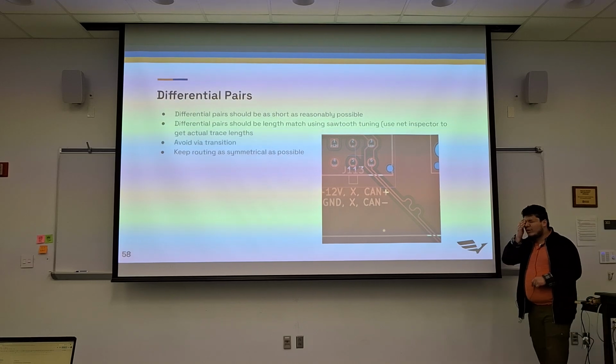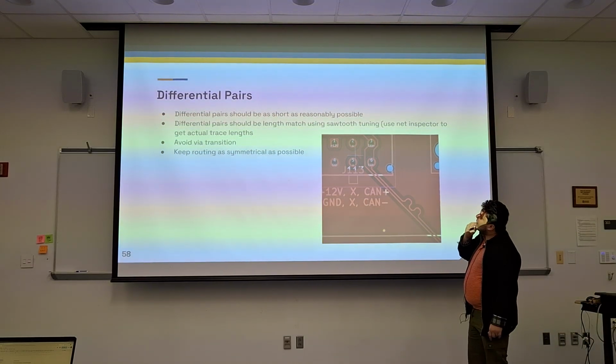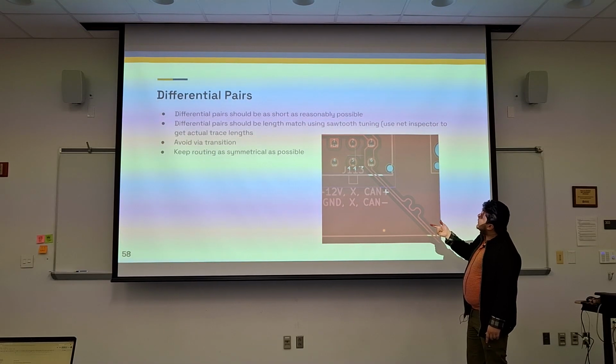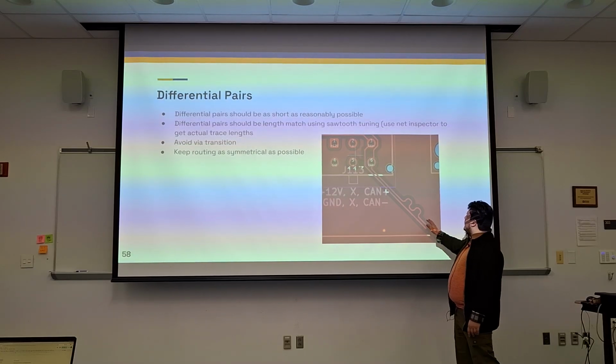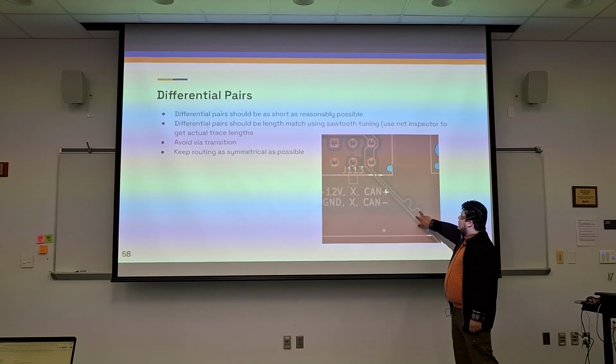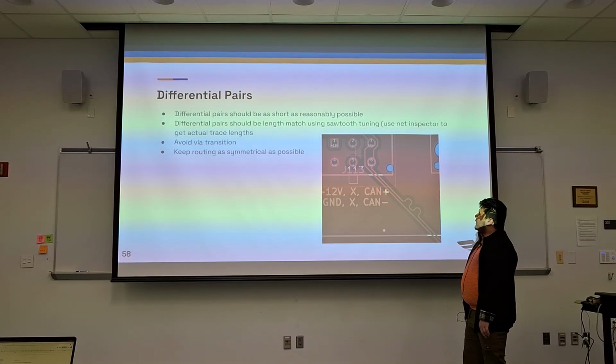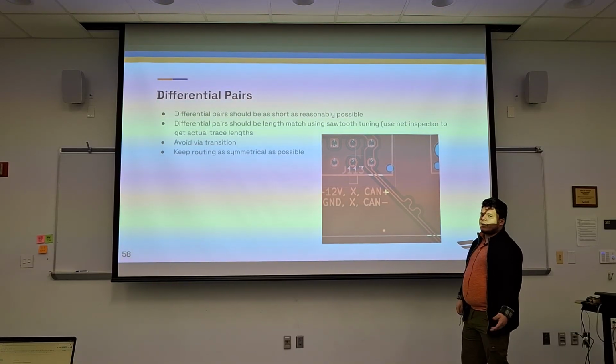Differential pairs, you always want to make sure they're as tuned as possible. With differential pairs, you want to keep them as short as reasonably possible. They should be matched as close as possible. If you need length matching, you can use sawtooth. I think this sawtoothing is a little too wide. I would recommend it to be shorter and to add another tooth. You can play around with that. There's no hard set rule, so don't worry about that.